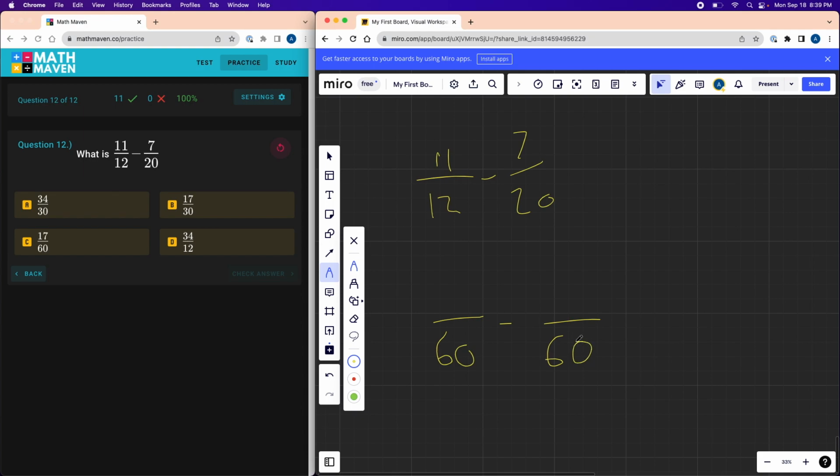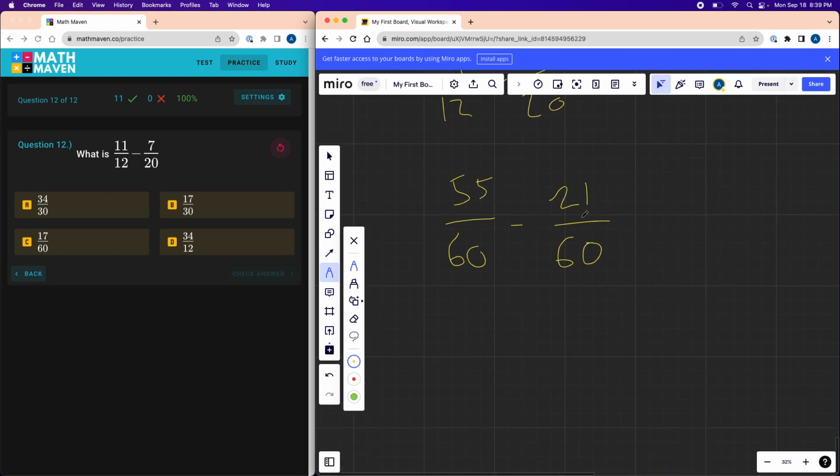over 60. Now, in order to get from 12 to 60, we had to multiply by 5. So for 11, we'll have to multiply that by 5, and we will get 55. And then same thing for the 20 to get to 60, we had to multiply that by 3, so we'll multiply the 7 by 3, and we will get 21. All right, now it's just a simple subtraction problem. Because our denominators are the same, we can just simply subtract the numerators, and that's going to be 55 minus 21, and what's that going to be? That is going to be 34, right?